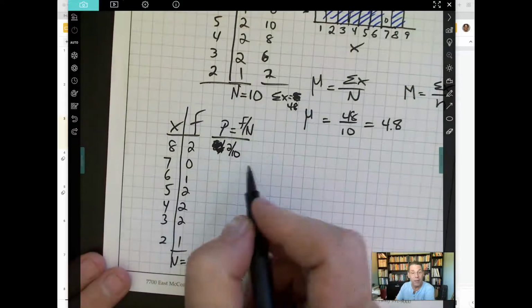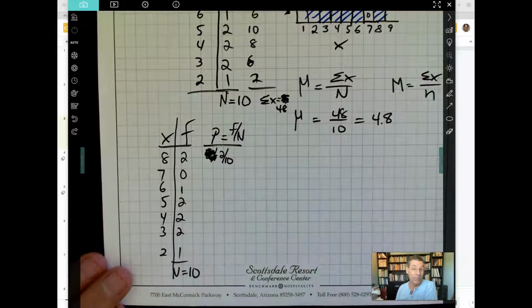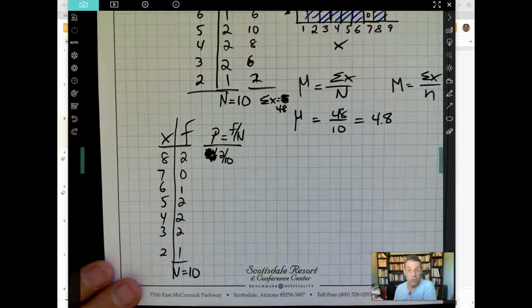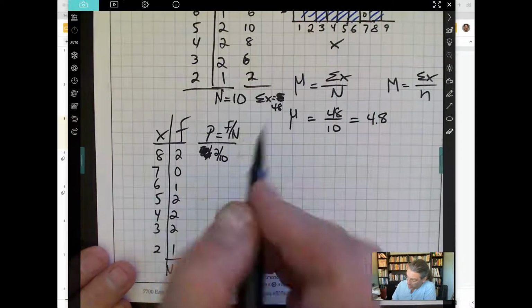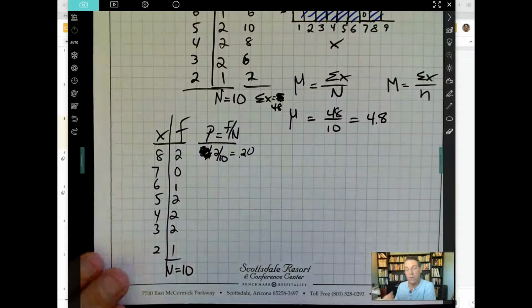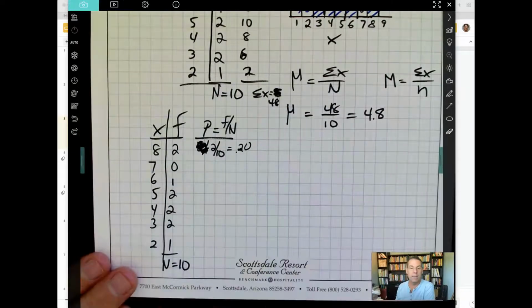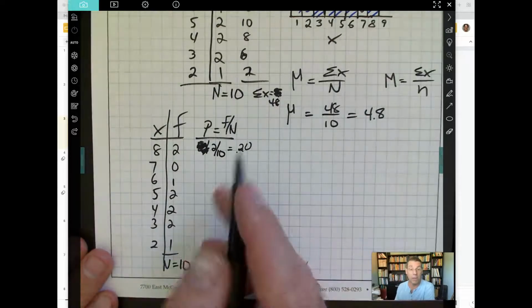So you could stop there. 2 over 10 actually is an answer for this. You could also reduce that. It could be 1/5. Either of those you could enter into WebAssign. You could do on the test. It all works fine. You can also calculate it out and get 0.2. So 0.2 or 2/10 or 1/5, those would all count as the proportion of people who scored an 8.